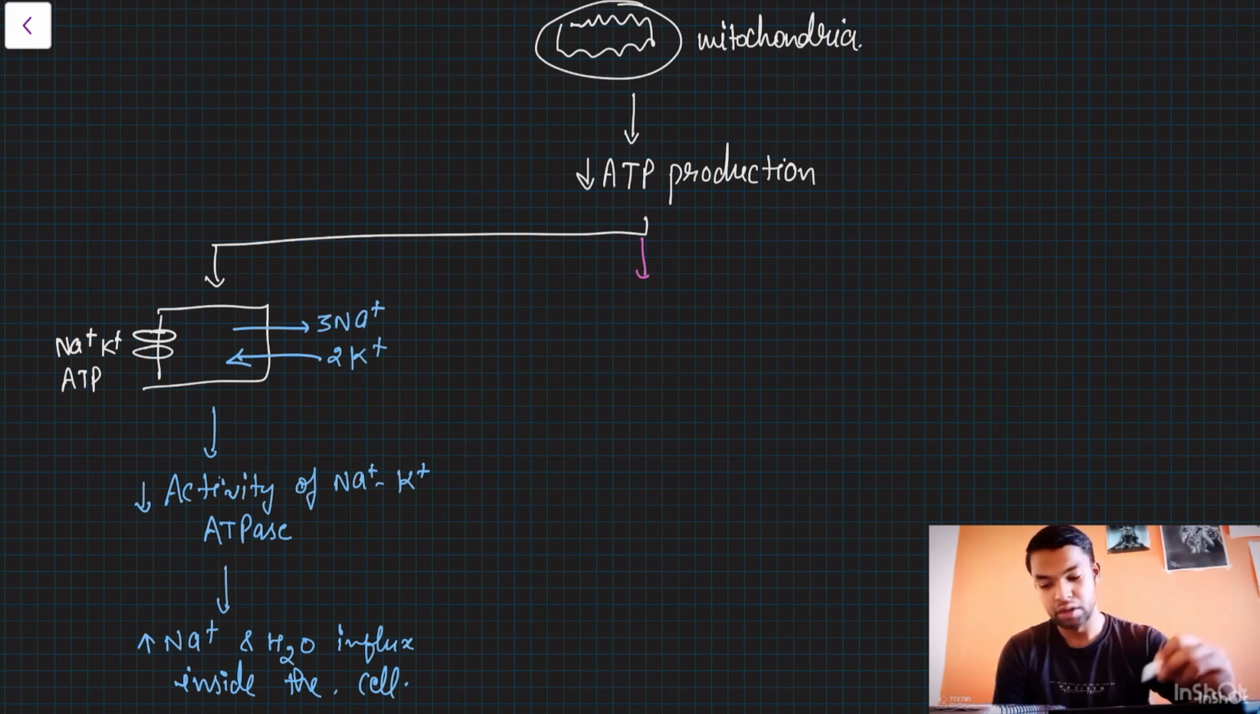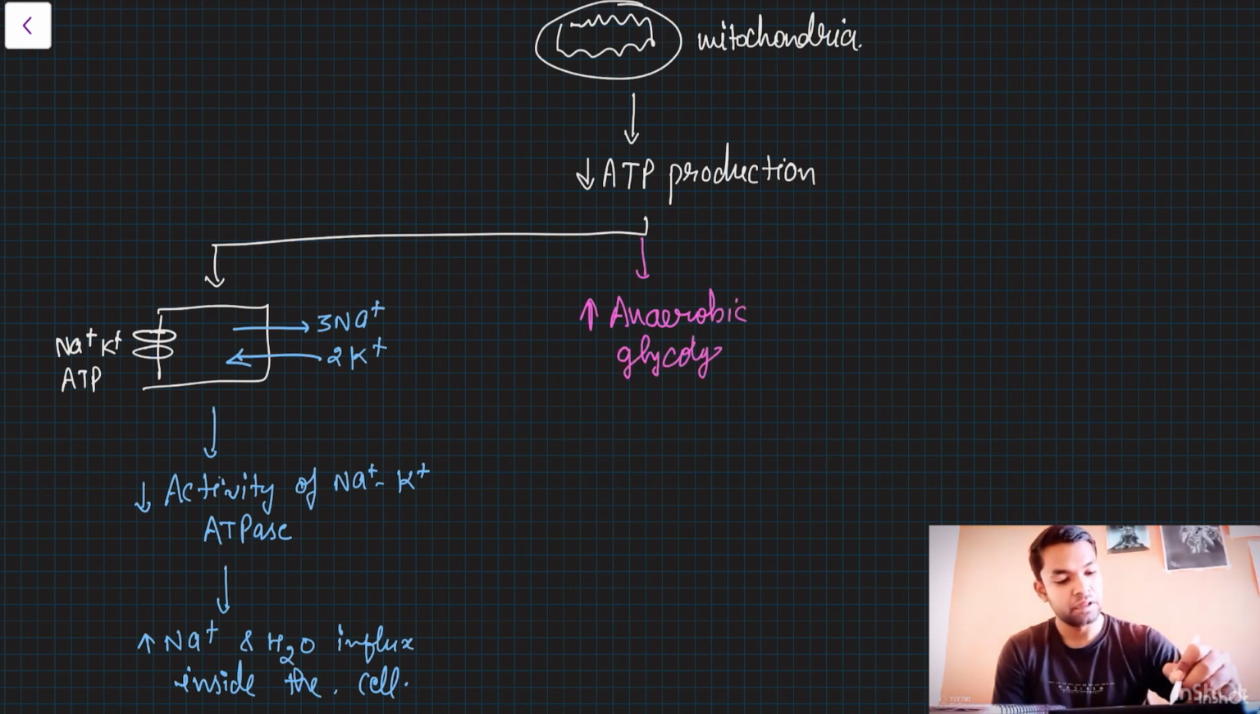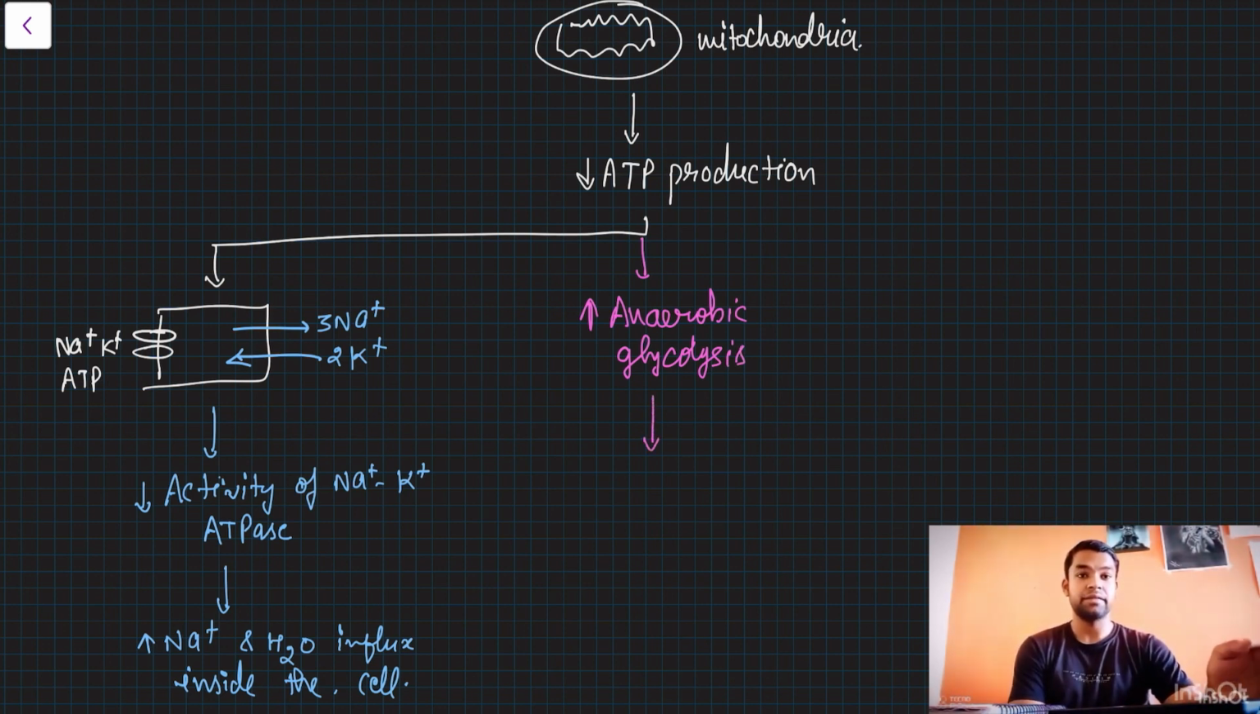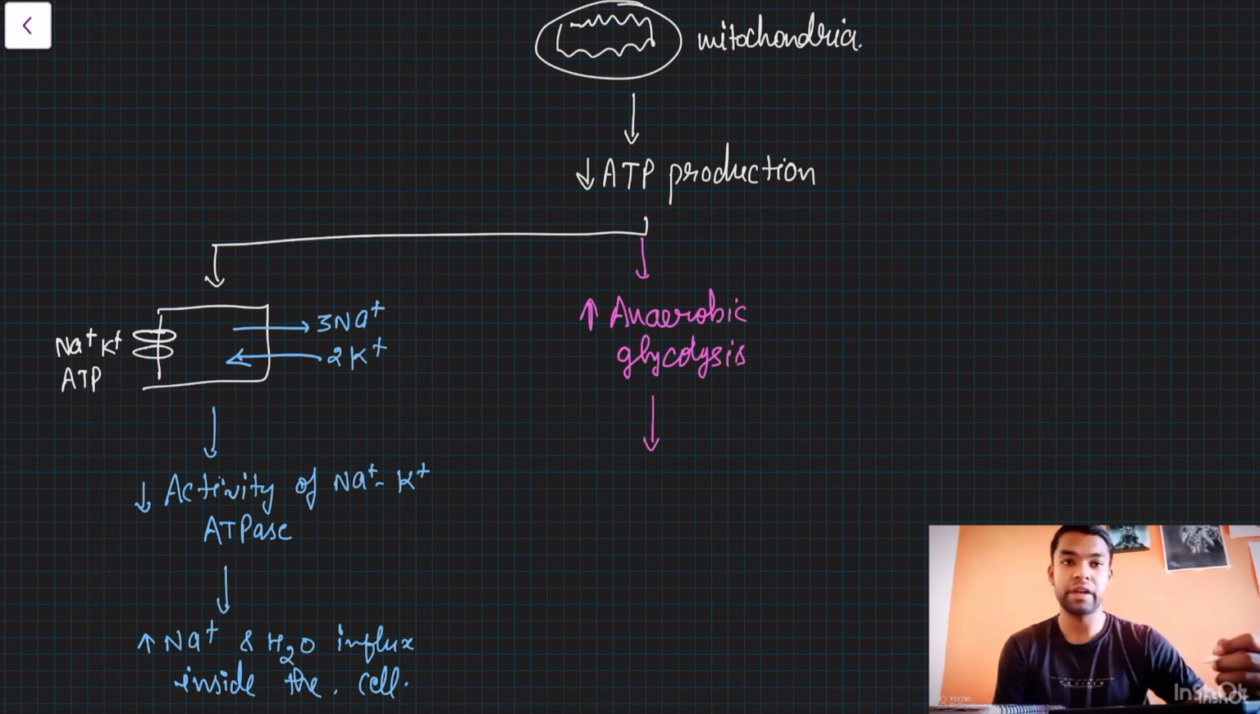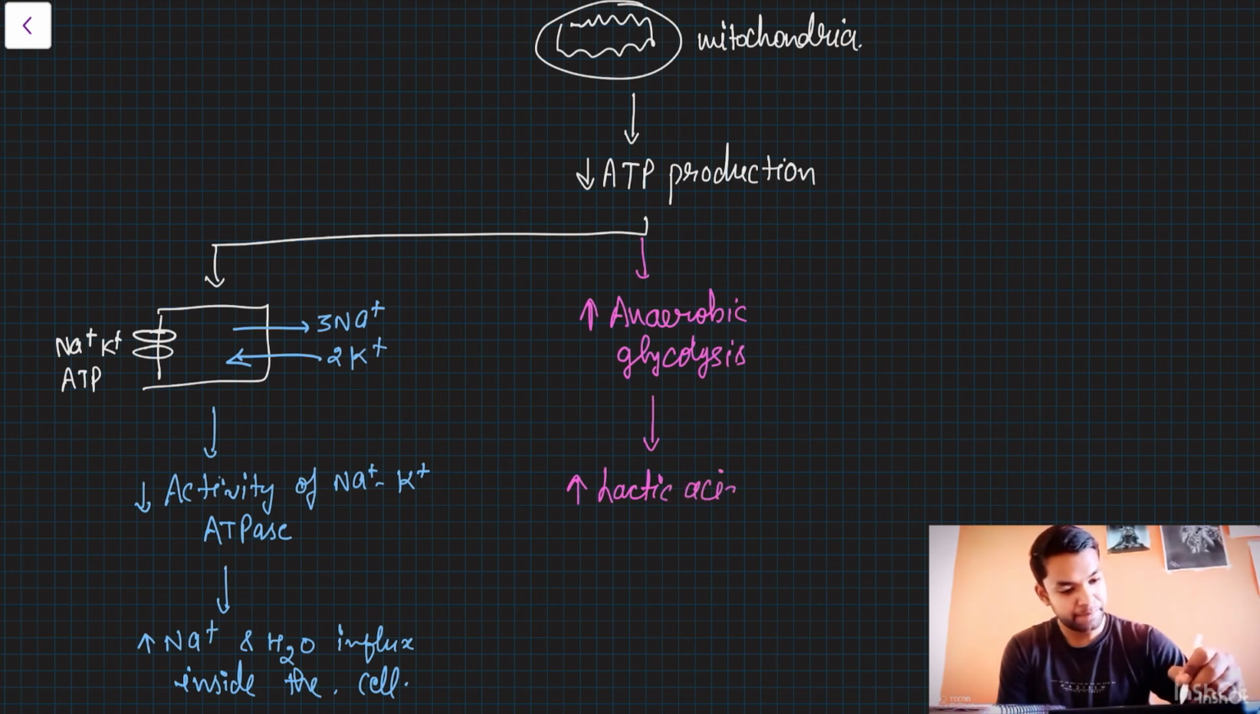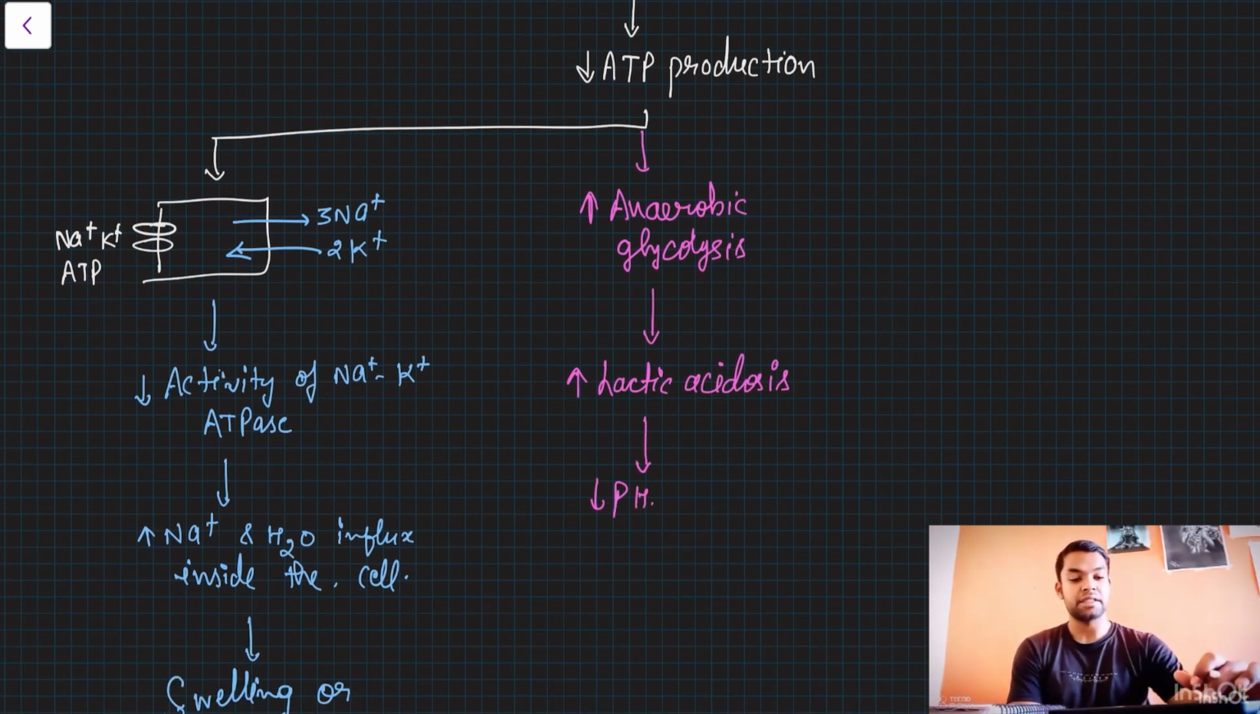So due to increased anaerobic glycolysis, more lactic acid production will occur and this will lead to lactic acidosis. So more anaerobic glycolysis will lead to increased lactic acidosis. So due to lactic acidosis, what will happen? There will be a reduction in the pH.